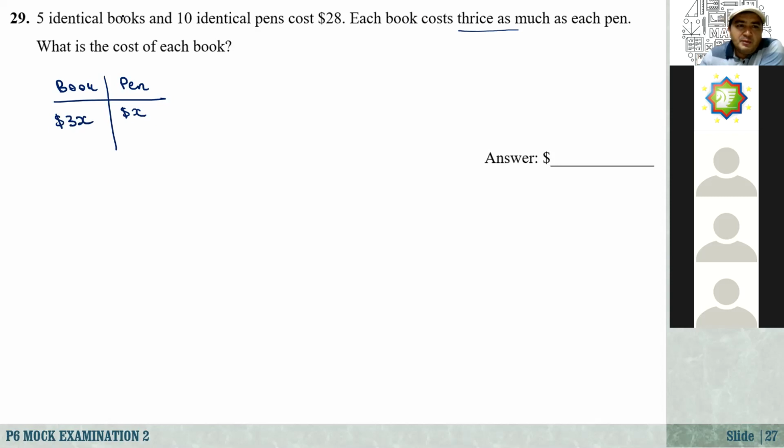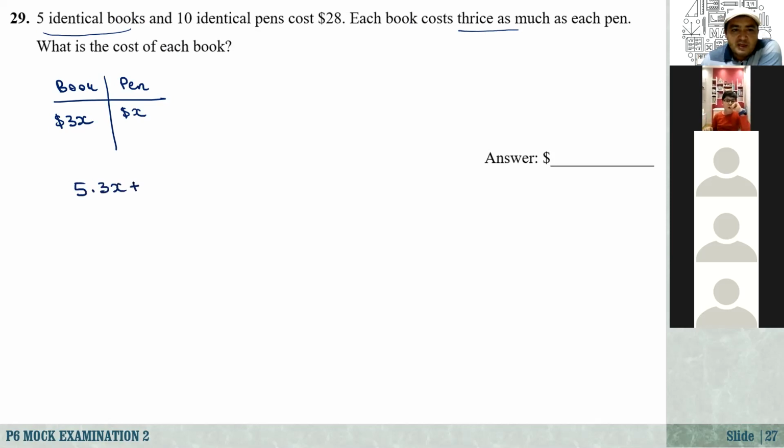One book. And how many books did we buy here? 5. If you buy 5 identical books, the price of each book is 3X dollars. And how many pens? 10. And the price of each pen is X dollars. And altogether, how much did we pay? We paid $28. That's it. 5 times 3 is 15. 15 plus 10, 25X is equal to 28. Now from here, divide both sides by 25.